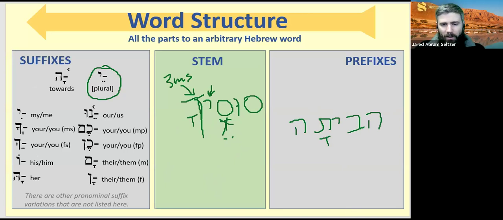Now, why am I mentioning all of this? Because whenever you're looking at an arbitrary Hebrew word, your eye needs to be able to pick out what's a prefix, what's a suffix, and then therefore what's left, which is the heart of the word. It's the heart of the word that has the root and the pattern. Everything else in front and behind it is merely tacked on to it. It's along for the ride.